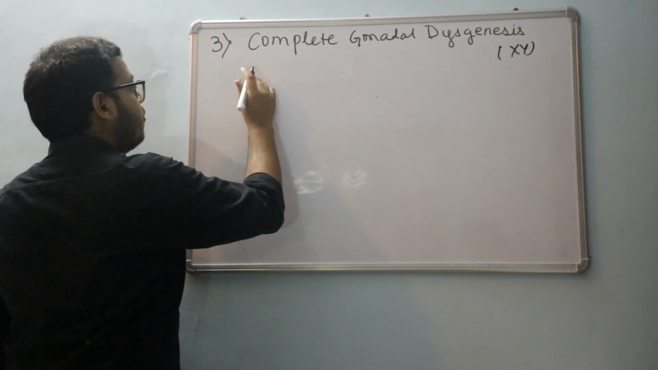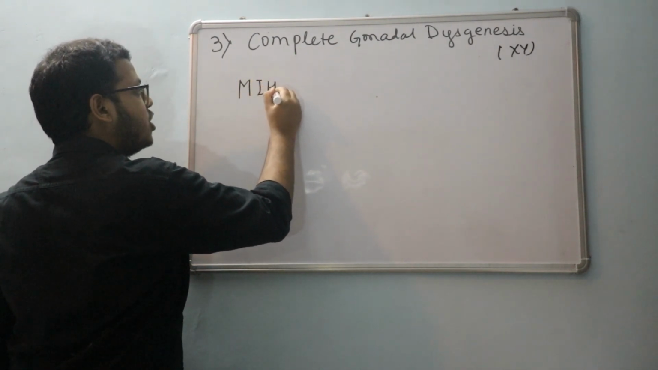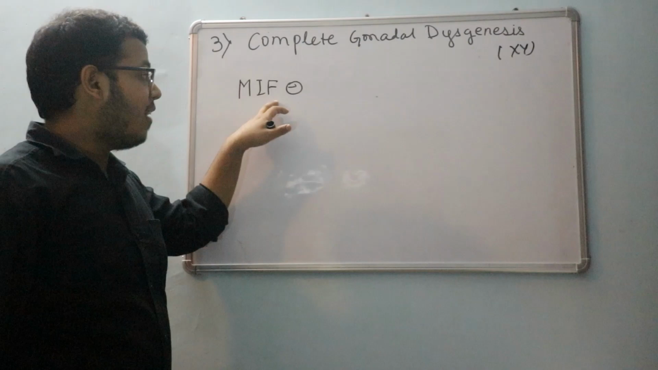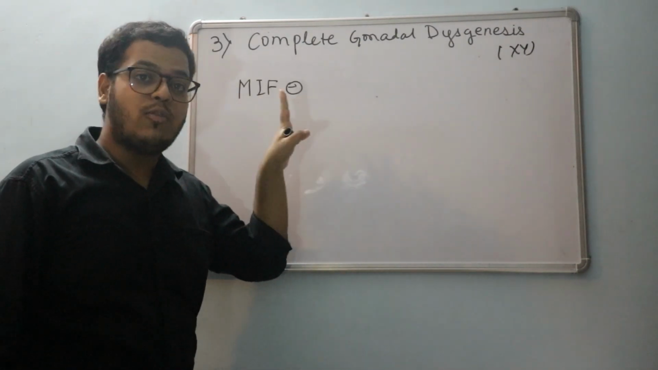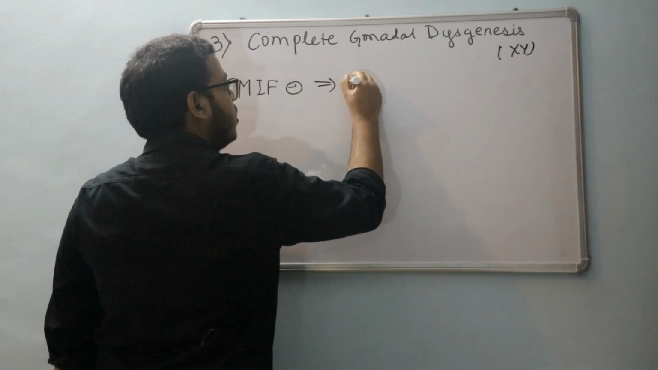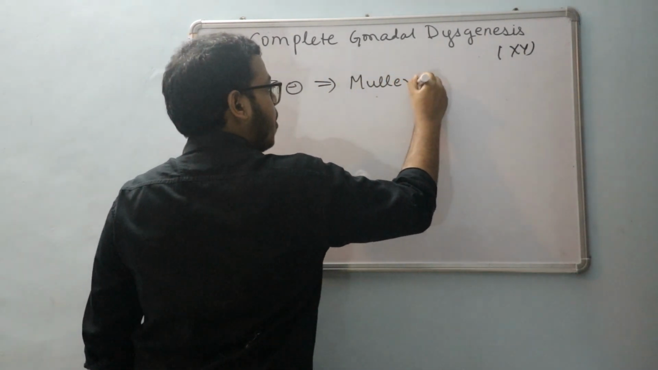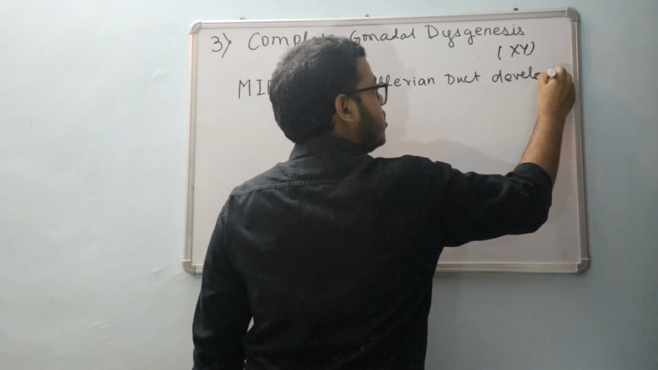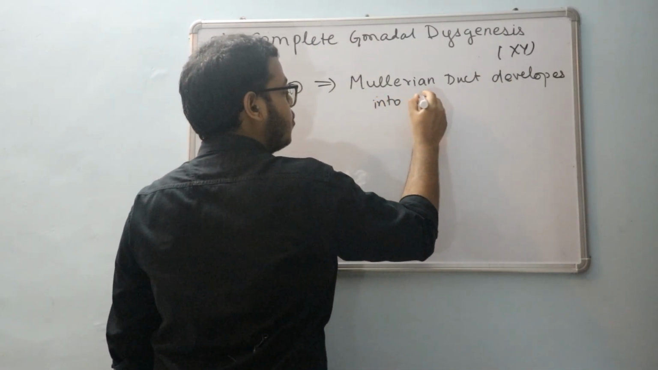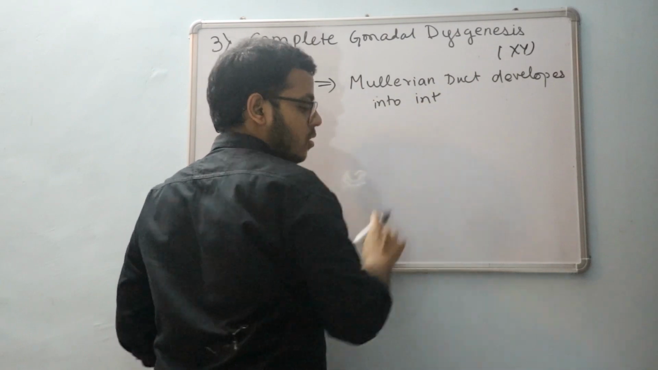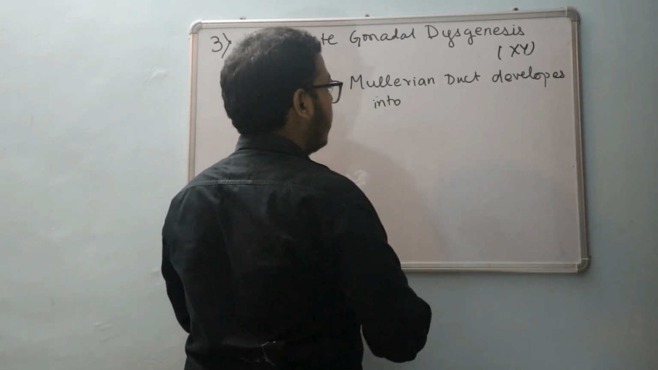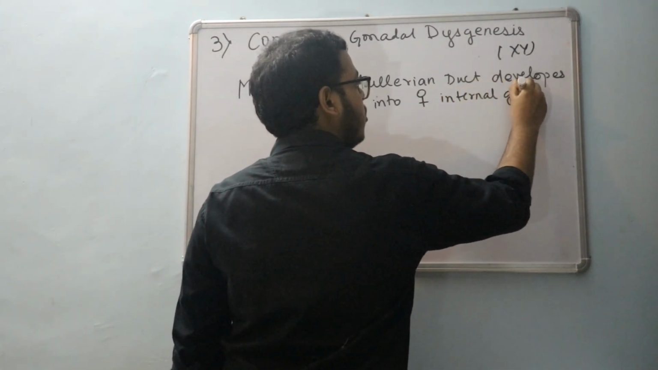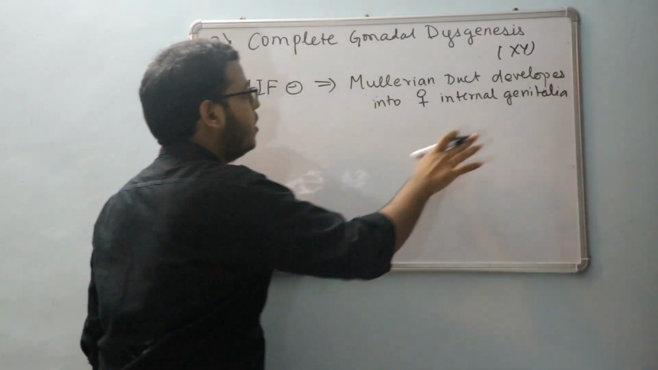That means if the testes are not properly developed, MIF, the Mullerian inhibitory factor, is absent. If MIF is absent, what will happen? The Mullerian duct will be patent and it develops into the internal genitalia, the female internal genitalia. So this is the thing.